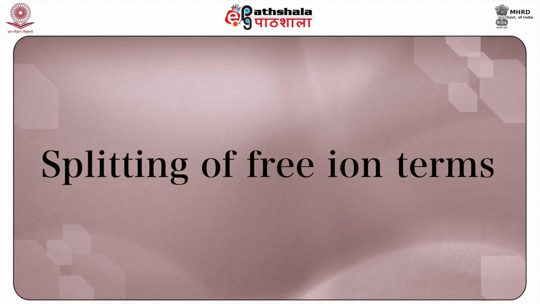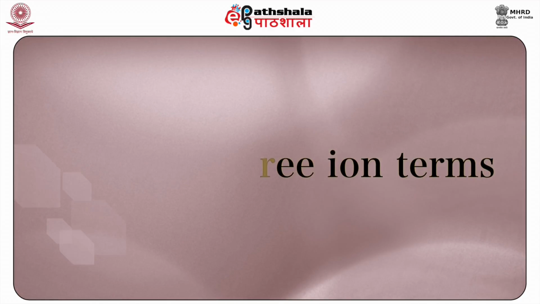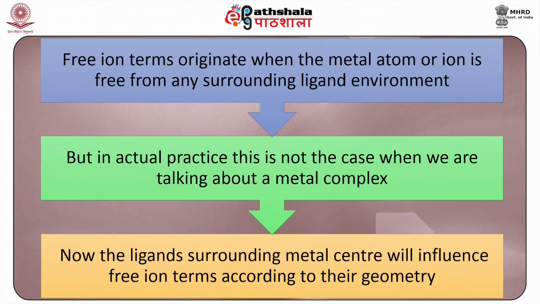Splitting of the free ion terms. Free ion terms originate when the metal atom or ion is free from any surrounding ligand environment. But in actual practice, this is not the case when we are talking about a metal complex. The ligands surrounding the metal center will always influence free ion terms according to their geometry.